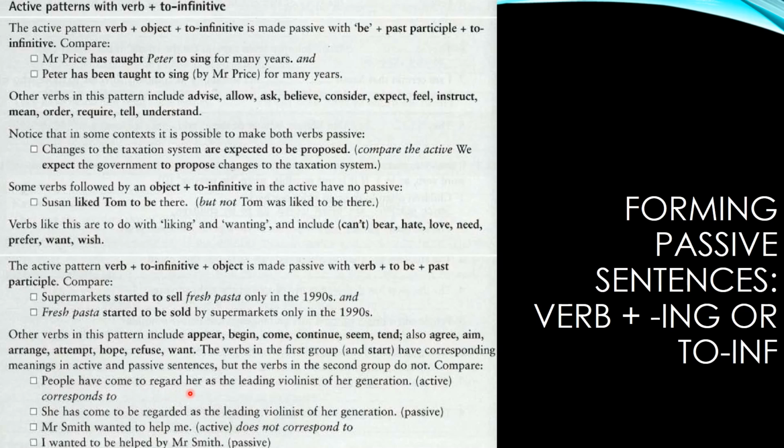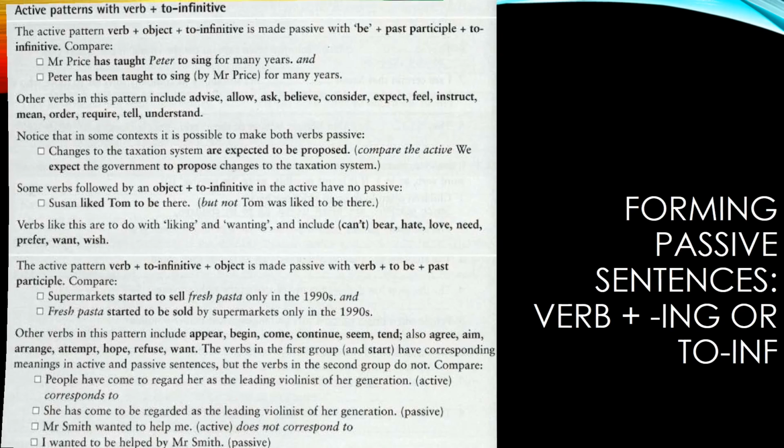People have come to regard her as the leading violinist of her generation. It's active, so it corresponds to the passive form. She has come to be regarded as the leading violinist of her generation. So they are equal. Mr. Smith wanted to help me, and I wanted to be helped by Mr. Smith. They do not correspond to each other, because in the first case Mr. Smith wanted to help me, so it was his wish, and in the second sentence it was my wish. So these sentences do not correspond in their meanings.